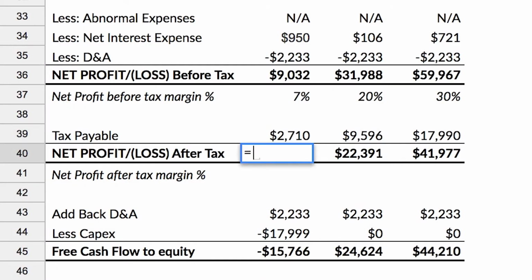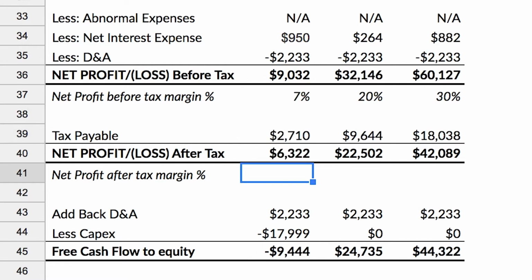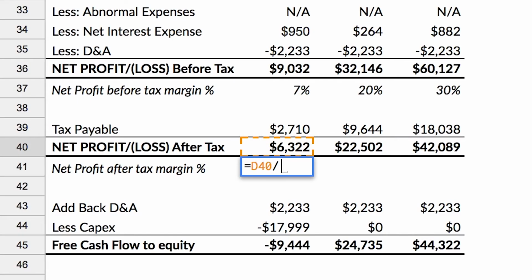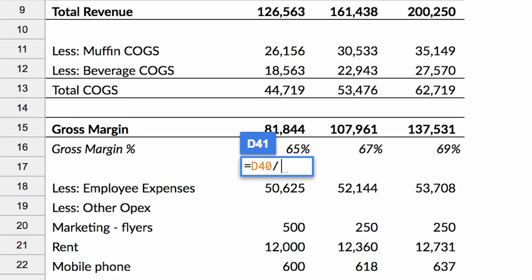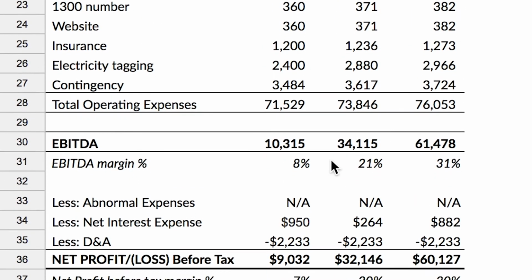So after you've figured out your tax, you deduct your tax from your profit before tax, and you get your net profit at the end of the day. Which means that our net profit or loss is just our profit minus the tax we paid. And just like our other margins, we can express this as a percentage by dividing our net profit and loss after our tax against our total revenue.